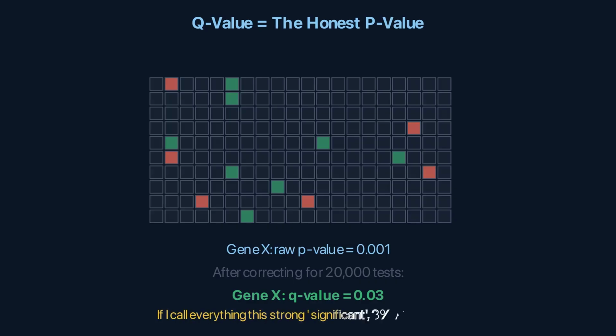The Q value fixes this. It's the FDR adjusted p-value. A gene with a raw p-value of 0.001 might have a Q value of 0.03. After accounting for 20,000 simultaneous tests, the Q value answers: if I call everything with a signal at least this strong significant, what fraction of those calls will be wrong? It's the honest p-value in a mass testing world.